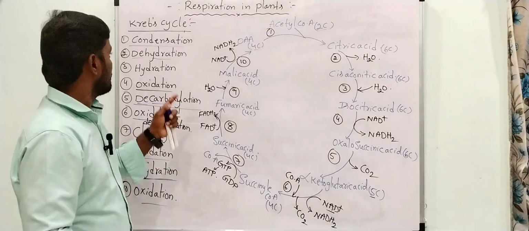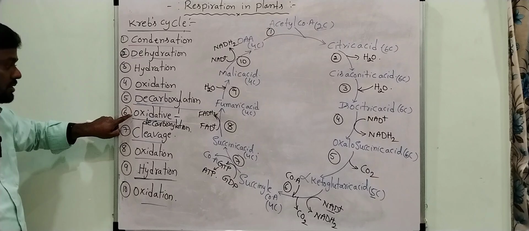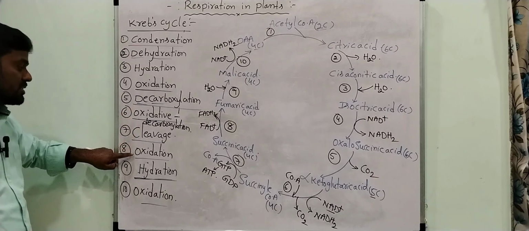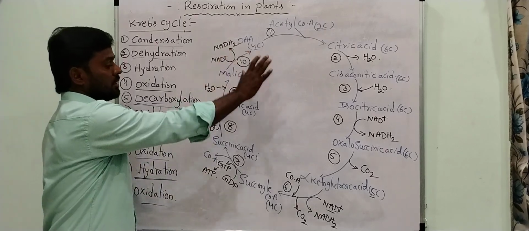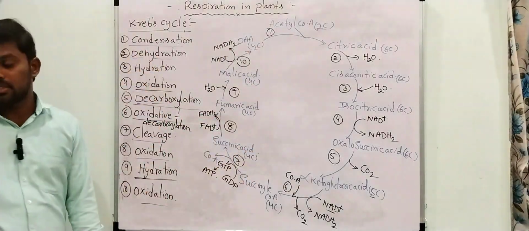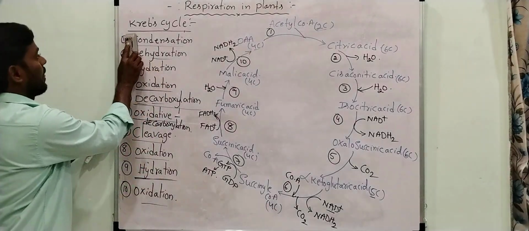Okay, condensation, dehydration, hydration, oxidation, decarboxylation, oxidative decarboxylation, cleavage, oxidation, hydration, oxidation. So these are the 10 reactions of the Krebs cycle. So let us count the ATPs in this Krebs cycle.